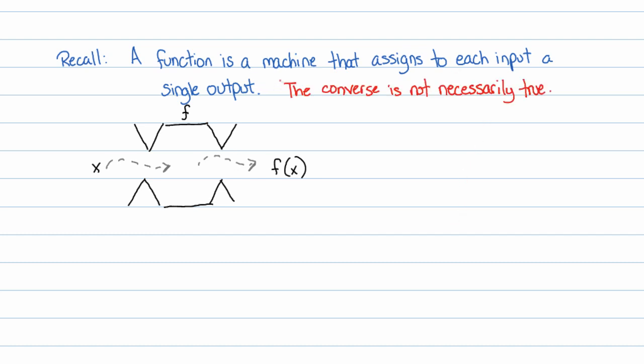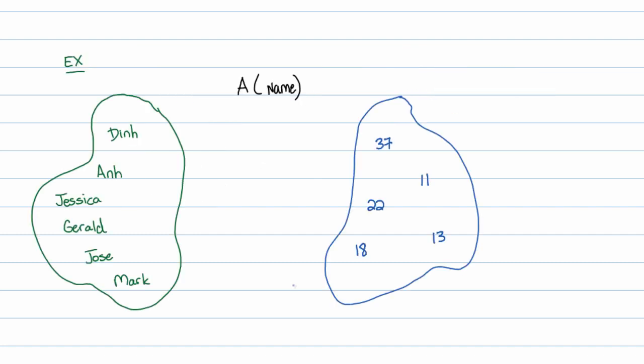One thing to note is that even though a function assigns to each input a single output, the converse is not necessarily true. Let's take a simple example. Let's think of a function where our domain is this group of names, and our range, in other words our set of outputs, is this set of numbers. Those numbers will represent ages. My function will be a of name. I'm going to plug in somebody's name and I'll get their age out. Let's show what a possible mapping of this could be.